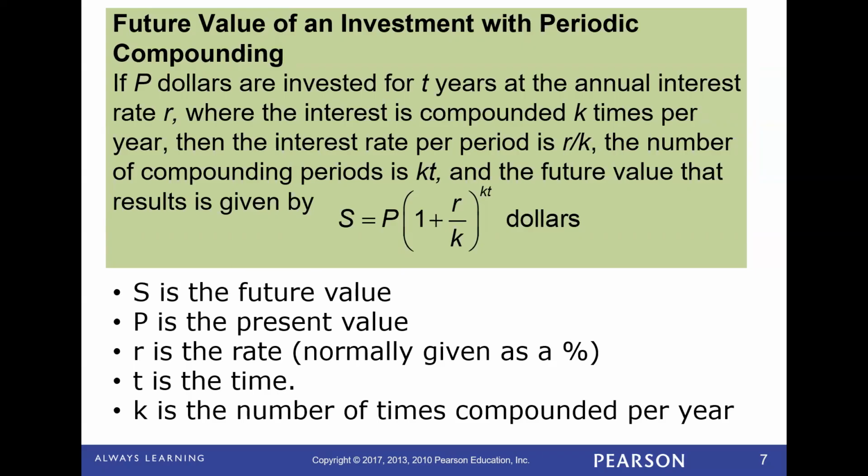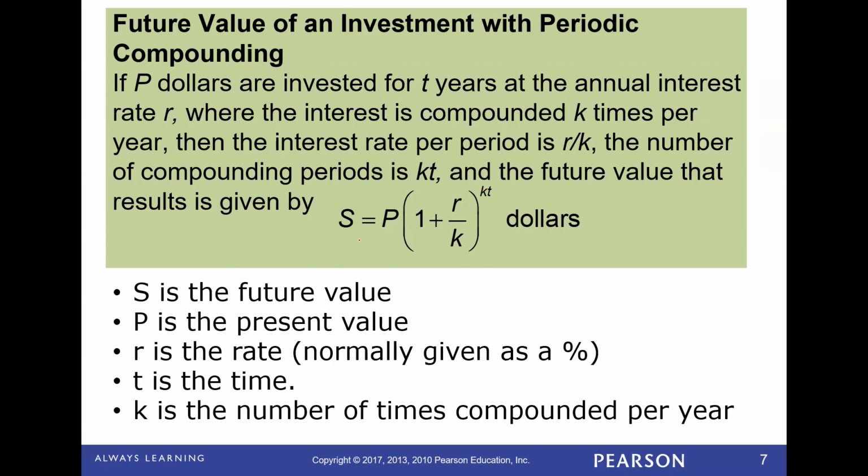Okay, now as we're looking at this one here, again, I want to be very, very cautious. S is again the future value, P is going to be the present, R is still the rate. The only new thing I've added in here is K, and that's because previously K was 1 when I talked about annual. Annual would be 1 times a year.